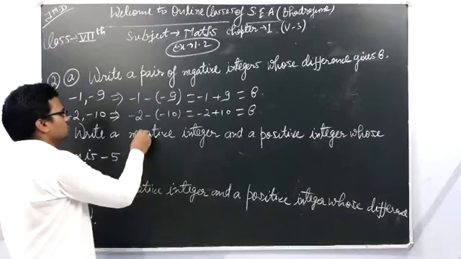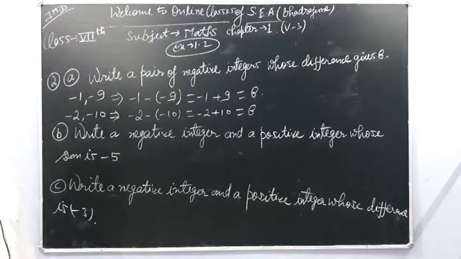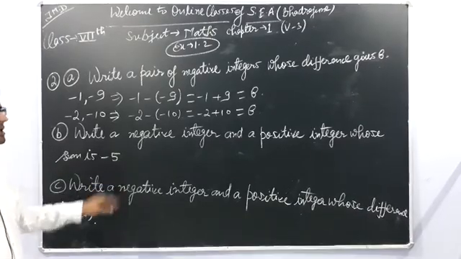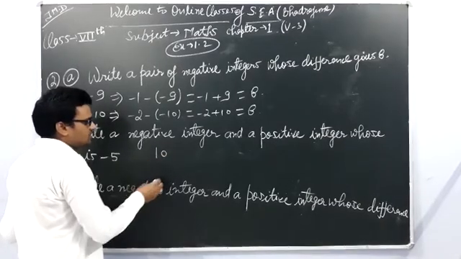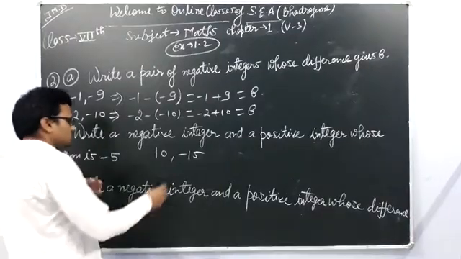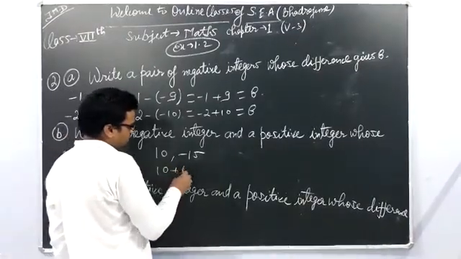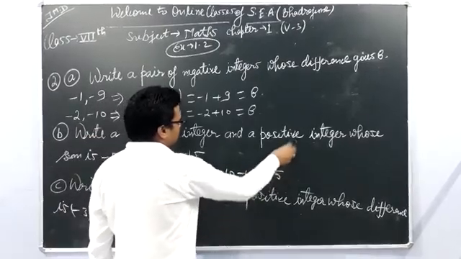Because the sum is coming negative, we have to take our negative integer greater than our positive integer, then only we will get our sum as negative. So if our positive integer is 10, then our negative integer will be minus 15. On adding both the integers, we get 10 minus 15 equals minus 5.